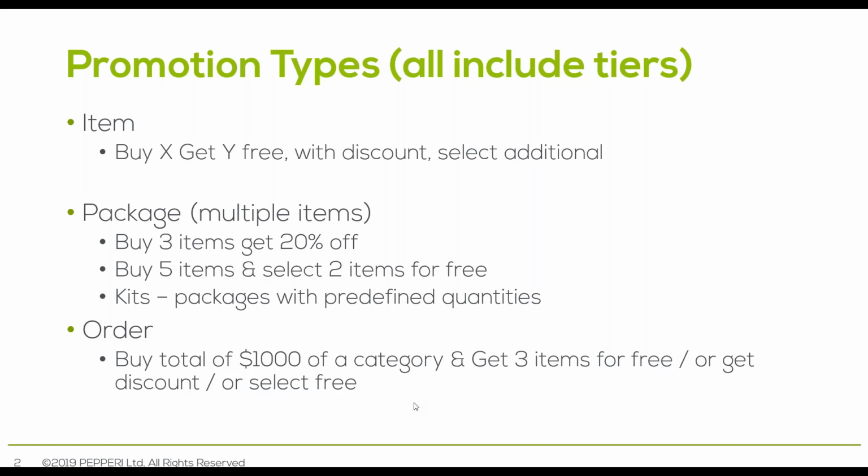So say for an item promotion, for example, buy X amount and get Y amount for free of the same item or of a different item, or buy X amount and get a discount, or buy X amount of an item and select additional items of your choosing, where you present the user with a list and they can choose what they want to get for free as their incentive. So you can set up tiers like buy 10, get one of the incentives, buy 20, get another incentive, buy 30, get another, so anything above 10, above 20, above 30 each has its own incentive.